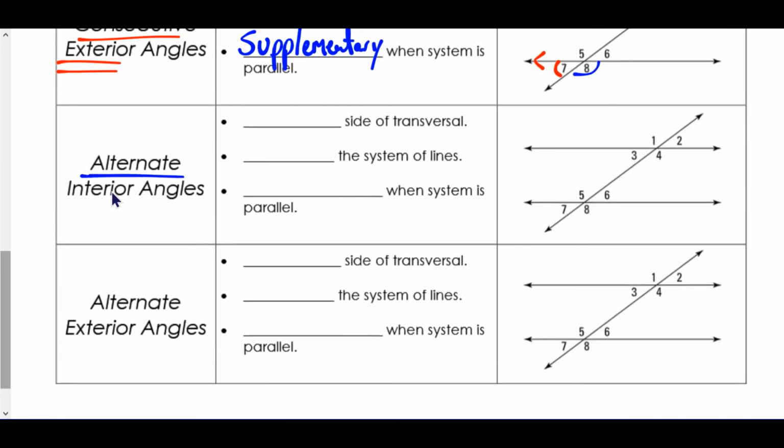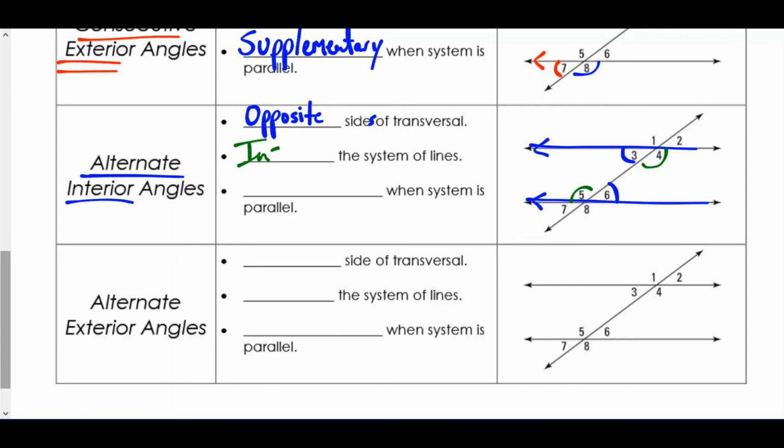Alternate means that they are on alternate sides of the transversal. They are on opposite sides of the transversal. Interior still means the same thing as before. That means they are inside the system. So when I'm talking about interior angles, I'm only talking about 3, 4, 5, 6. If I'm talking about alternate interior, really thinking about 3 and 6 as a pair, and then 4 and 5 as a pair.